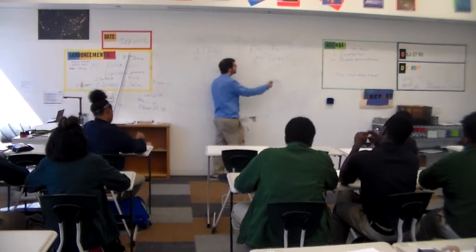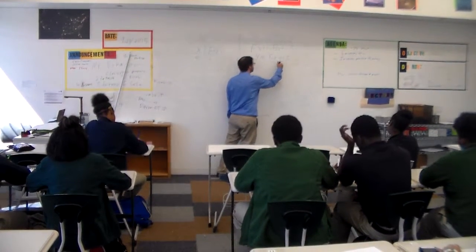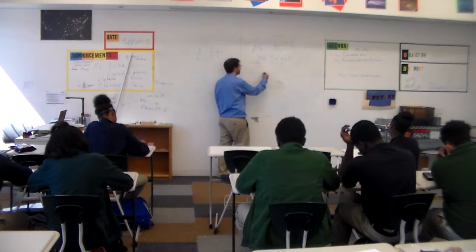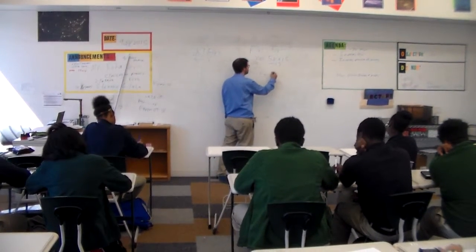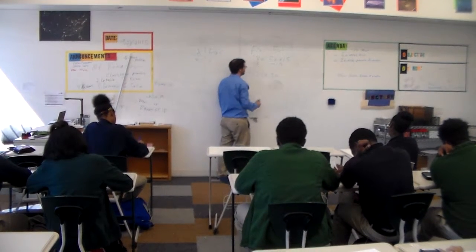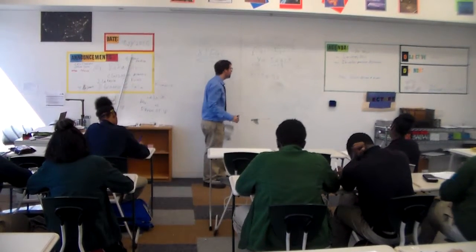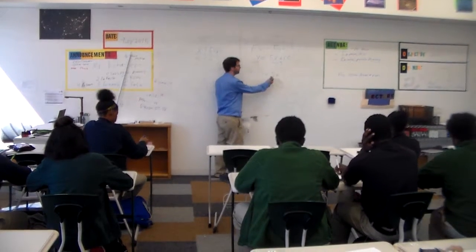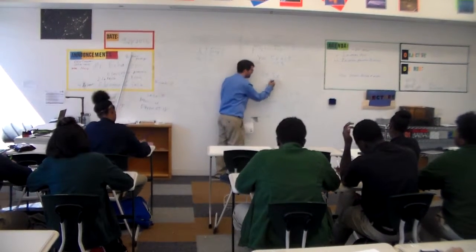Subtract 15 on both sides. I want to take 15 away on both sides, right? And so I'm going to get y minus 15 is equal to 5x. And so basically what I'm going to do from there is I have to solve for x. What do we do? Divide 5 on both sides.